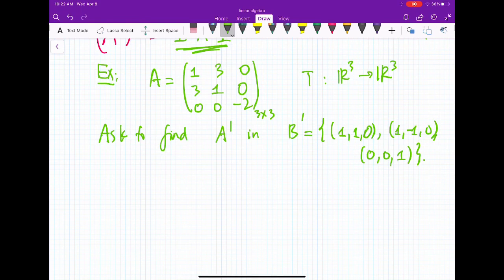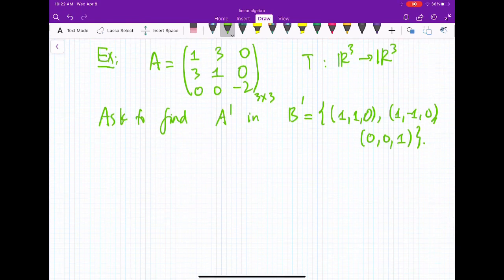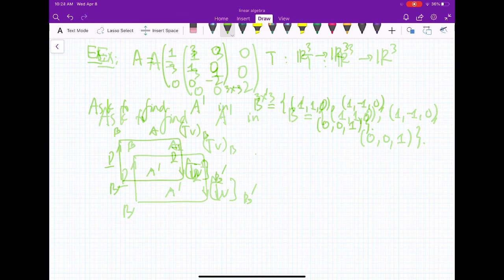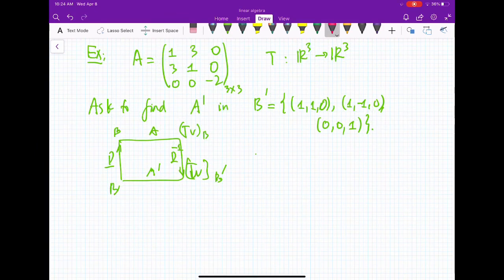Okay, so again we need the diagram. This is A prime, this is A, this is the standard basis, which is B. Here is B prime, here is T of v in B, and here is T of v, but in B prime. Here is the matrix P, here is the matrix P to negative 1. So you need to find the matrix P from B prime to B, right?